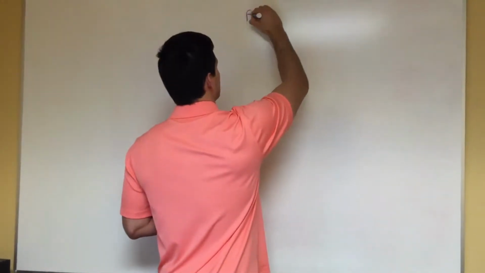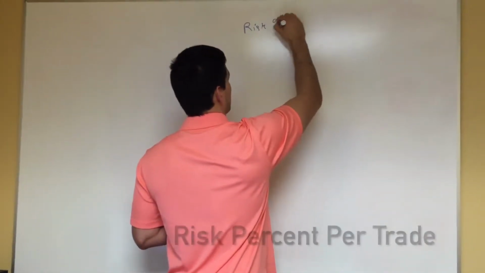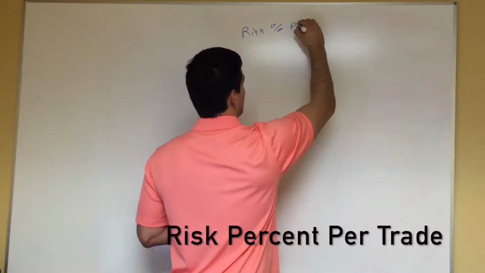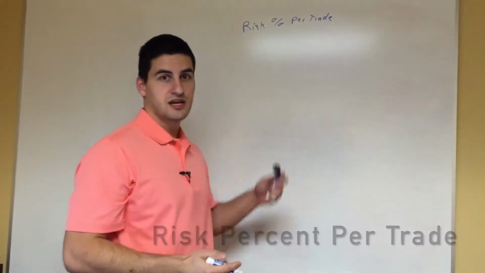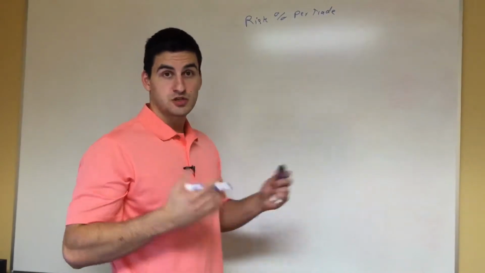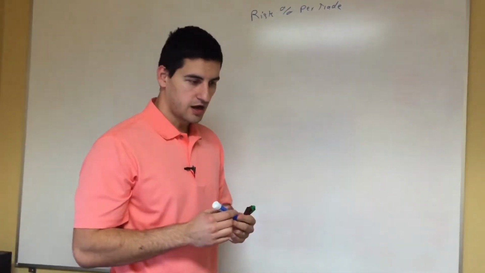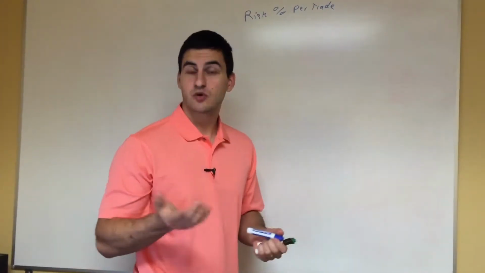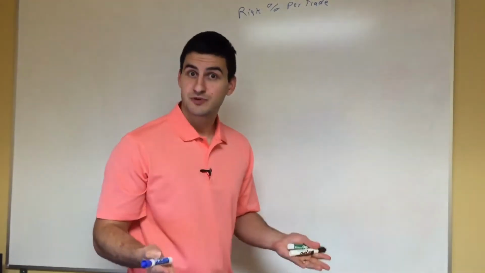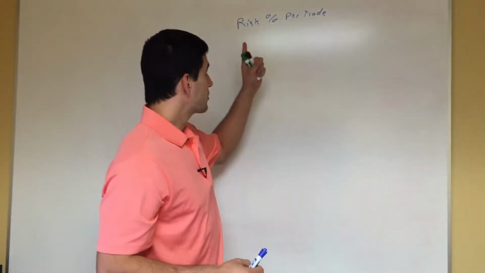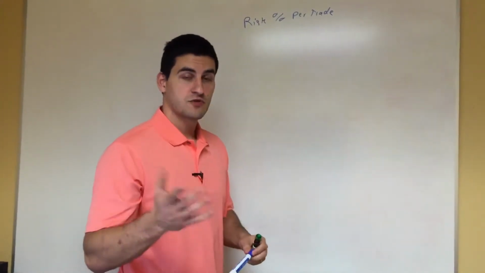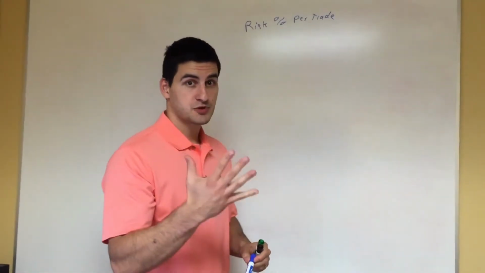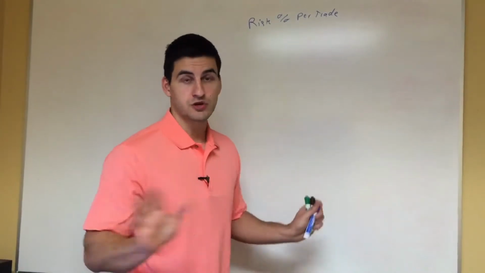You need to understand your risk percent per trade. Make a decision. How much percent do you want to risk per trade? Do you want to risk 0.5%, 1/4%, 1%, 5%? Just remember, the more you risk per trade, the less staying power you have. For example, if you risk 5% per trade and you lose 20 trades, you lose all your money.